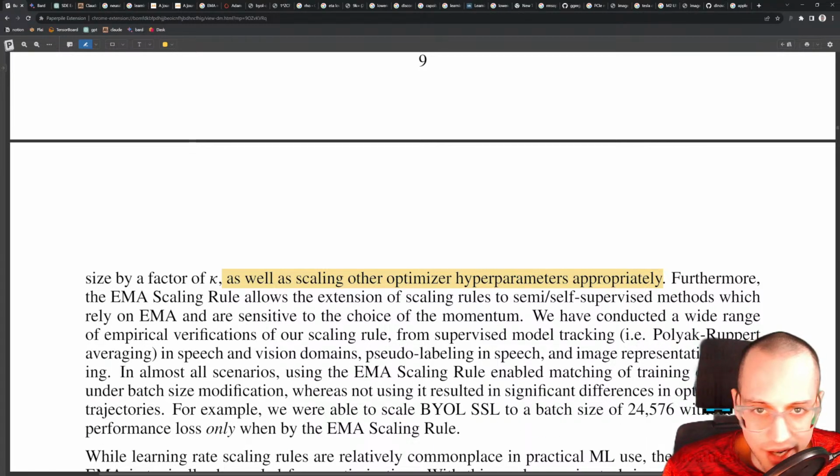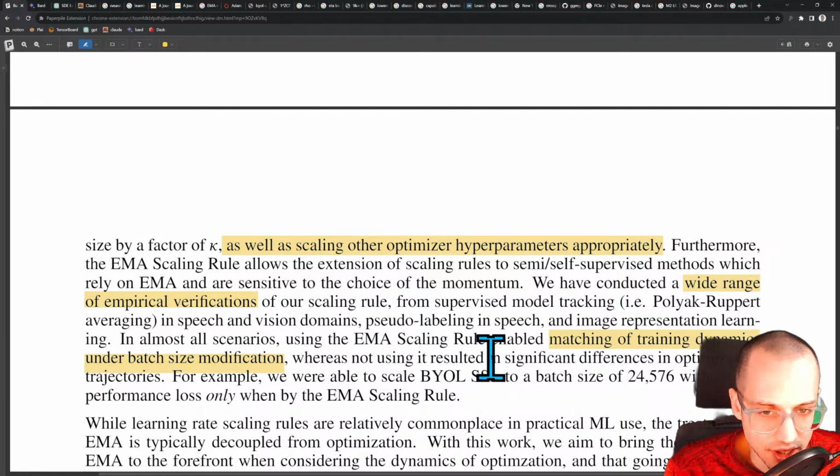We have conducted a wide range of empirical verifications. I would call them experimental, from supervised model tracking, speech and vision, pseudo-labeling in speech, image representation learning, and so on. Using the EMA scaling rule enabled matching of training dynamics under batch size modification, whereas not using it resulted in significant differences in optimization trajectories.